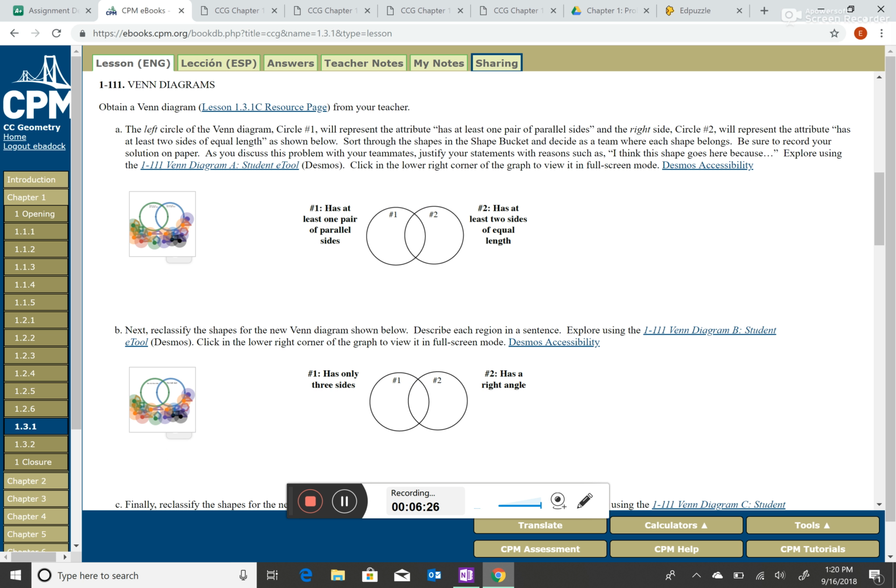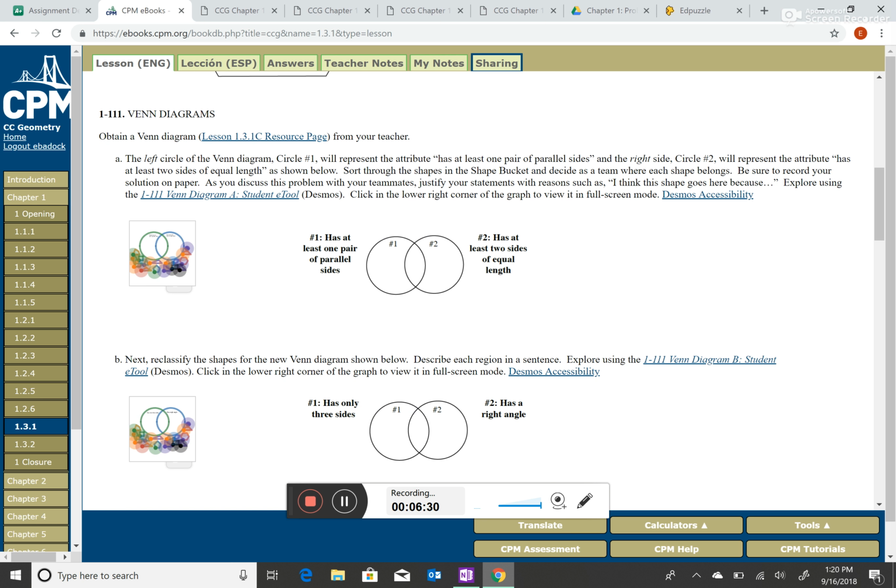If you need a quick refresher on Venn diagrams, I'll use this one as an example. This outside circle, the number 1 circle, if you're looking on the outside, means it only can go in that. It doesn't refer back to both parts. So if it has at least one pair of parallel sides, if it only has one pair of parallel sides, it can go in that. Then if you go over to number 2, it says has at least 2 sides of equal length. So if it only refers to that part, you only put it in that outside circle 2. If it refers to both part 1 and part 2, you're going to stick it in the middle portion right here.